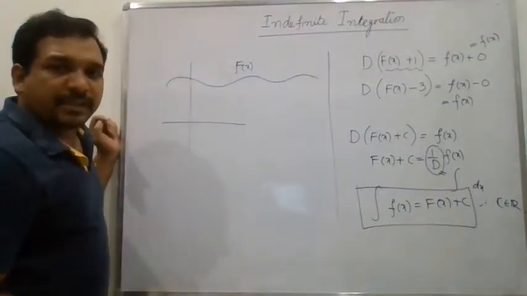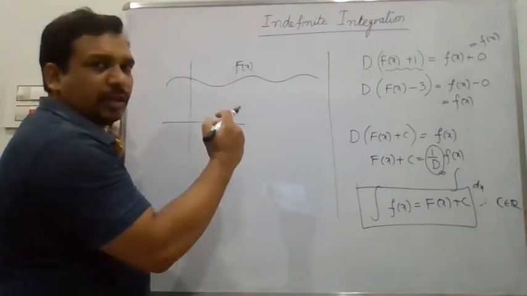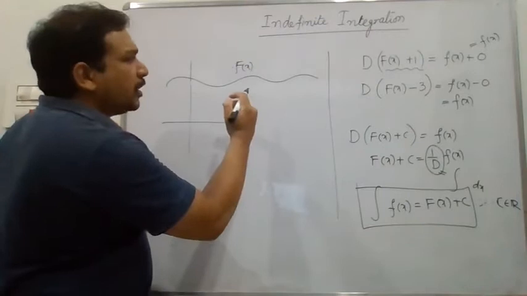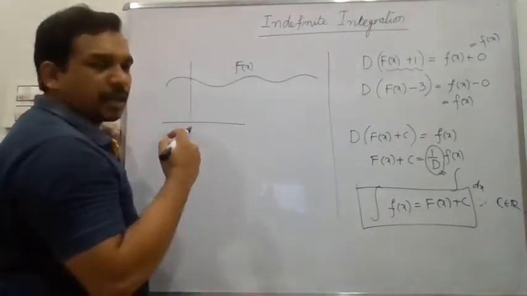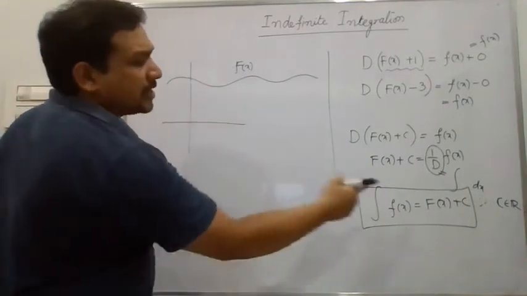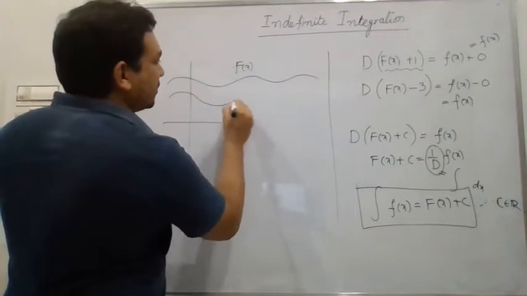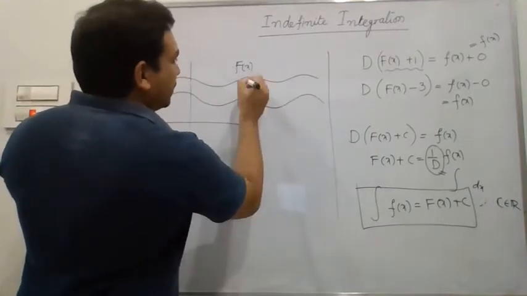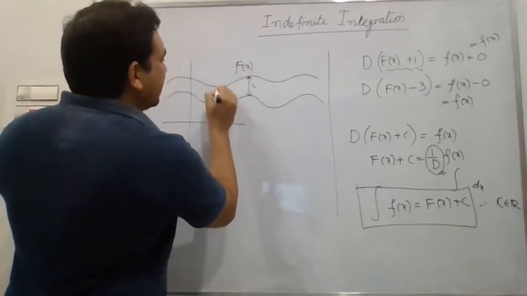F of x plus c is always parallel to capital F of x. So the only difference is what? A constant. It may be below the f of x by a constant difference, or it may be above the f of x by a constant difference. For example, if the constant is negative, then it must be below the f of x. So the graph will be like this. So there is a distance everywhere. How much? The constant c.